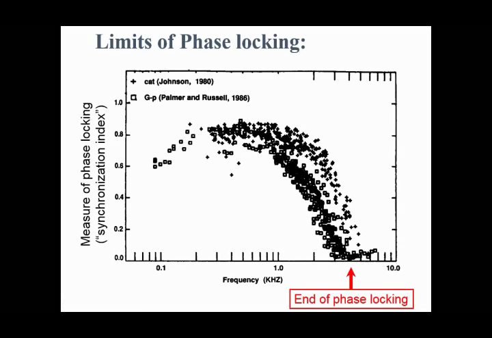So neurons cannot follow the time structure of the stimulus anymore. It's called end of phase locking, and it is the end of all temporal information about the stimulus. So something is different between stimuli below 2 kilohertz or above 2 kilohertz. Do you know what, perceptually?